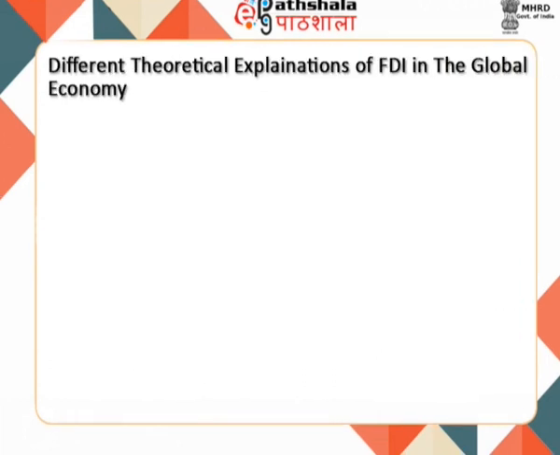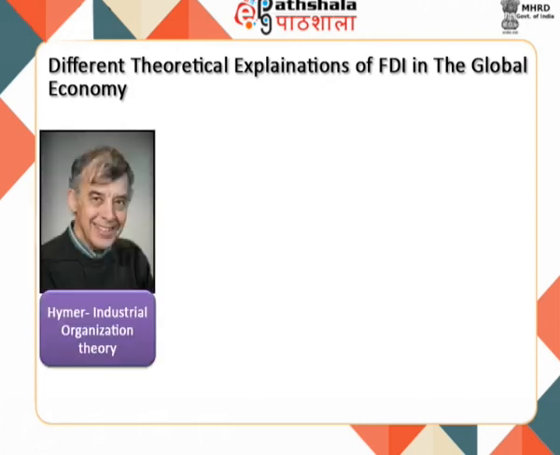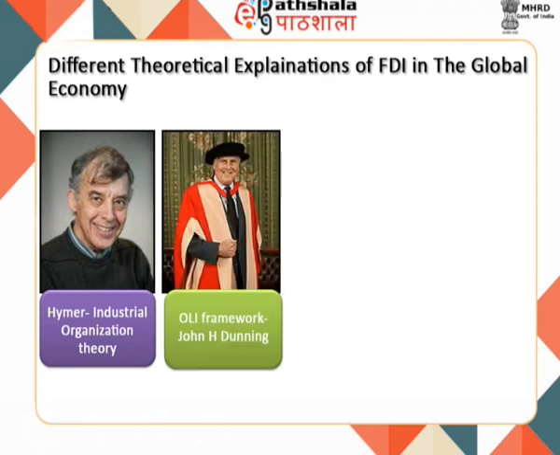Let us begin with understanding the different theoretical explanations of FDI. Industrial organization theory, put forth by Hymer, explains FDI as a means of transferring knowledge and firm assets, both tangible and tacit, in order to organize production abroad. The OLI framework was propounded by John H. Dunning in 1958. According to the OLI framework, firms undertake FDI when they have certain unique ownership advantages that they want to exploit in a foreign location and which they cannot do more profitably than through internationalization.